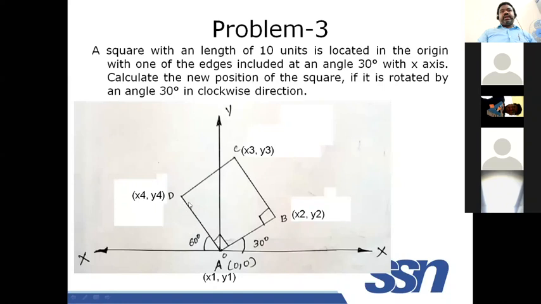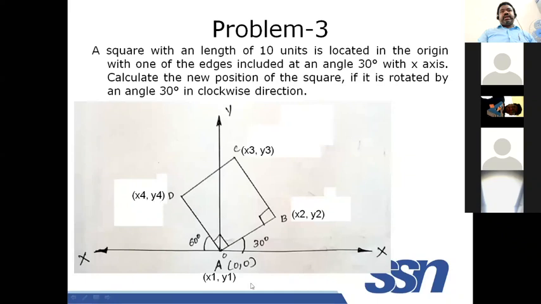Similarly, D, if it is making 30, this angle will be 90. This is going to be 60. Is it not? So in this case, coordinate of D, x4, y4, you can calculate by projecting this. Okay. 10 cos 60 will be x4. 10 sin 60 will be y4.